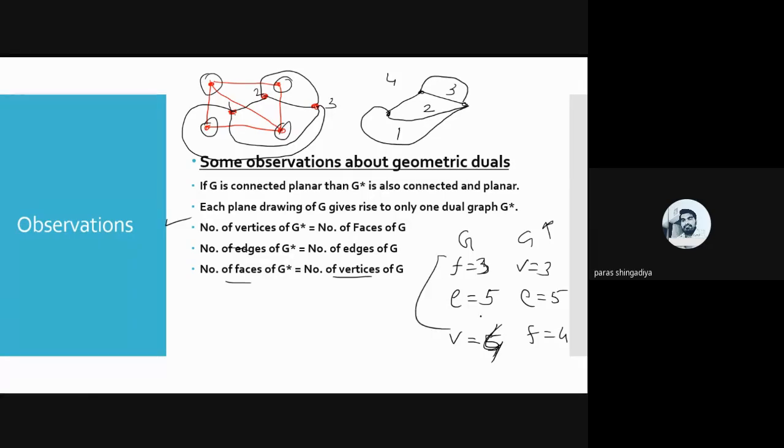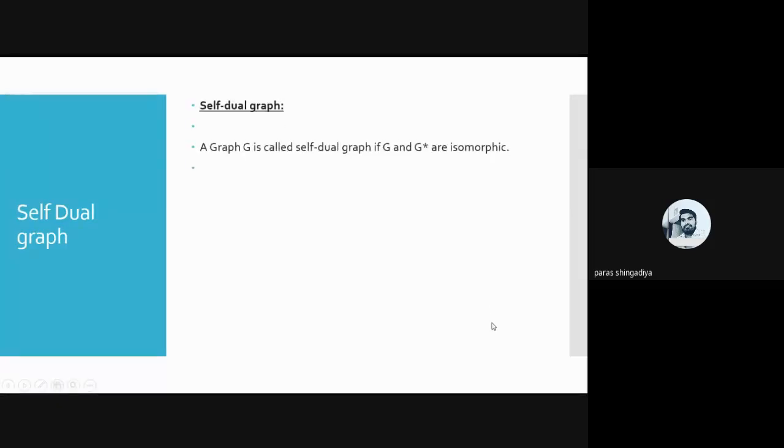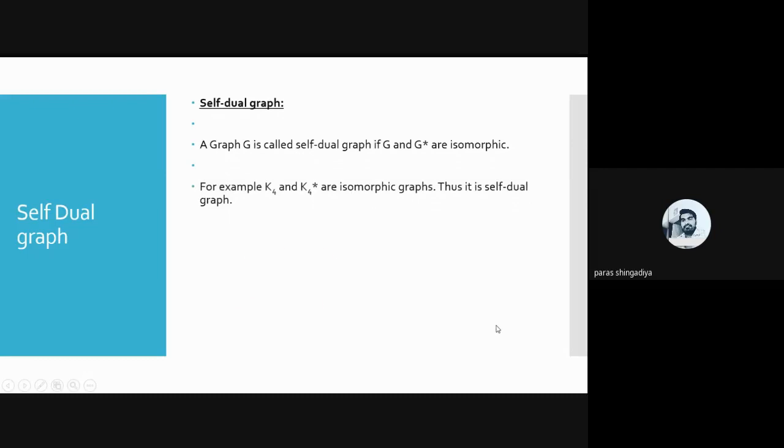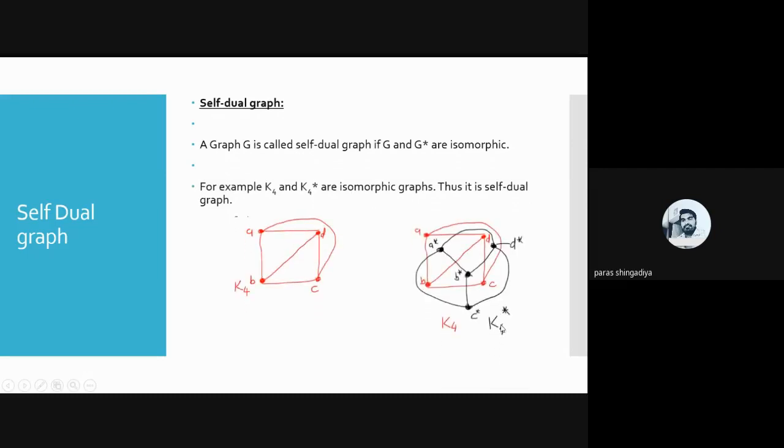So these are the few observations for dual graphs. And then after, we will discuss the self dual graph. And what is the meaning of a self dual graph? Okay, we have a dual graph, and when we say it is self dual, if G and G star are isomorphic graphs, then we can say both graphs are self dual graphs. Okay, both graphs should be isomorphic, meaning there is a one-to-one correspondence between these two graphs, between edges, vertices, and so on.